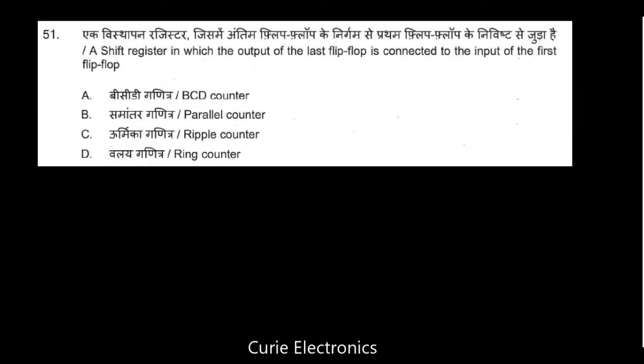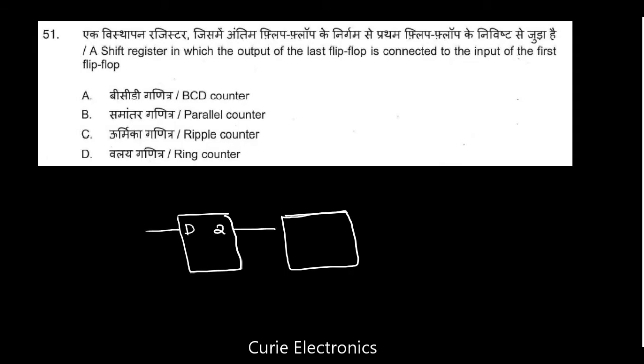Question number 51. A shift register in which the output of the last flip-flop is connected to the input of the first flip-flop. Okay, so that means we have shift registers. I'll just draw 2 shift registers. There can be 3 or more. So the data is on D flip-flops. This is Q, and this is D. Then we have one more output Q. We'll apply clock to it.